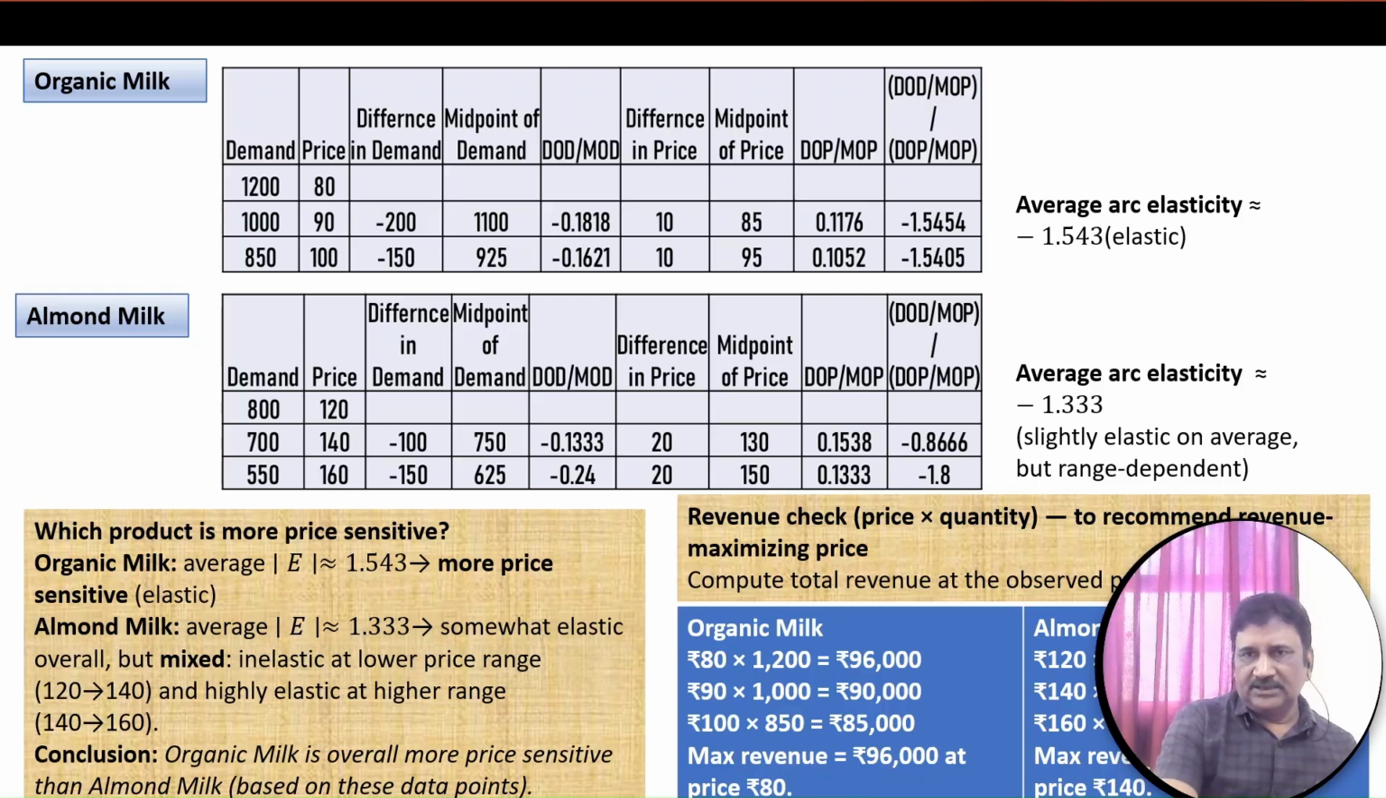On the other side, for almond milk at 120 rupees, there is the demand of 800, so sales revenue 96,000. At rupees 140, you are seeing the demand is 700, so sales revenue is 98,000, and at price of 160 rupees, demand is 550, significantly dropped, and the sales revenue is 88,000. So we are seeing that at the middle price, rupees 140, the sales revenue is 98,000, maximum, right?